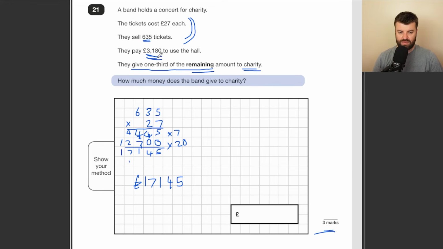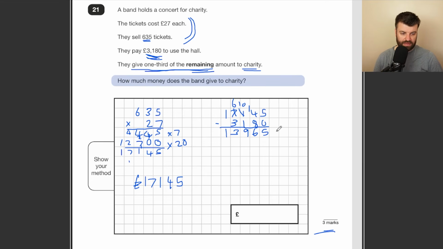Then they pay this much to use the hall because they only give what's remaining. So we need to take off the hall cost first. So we're going to take 17,145. We're going to take off 3,180, which is the cost to use the hall. And then we'll see what profit they've made. 5 take away 0 is 5. 4 take away 8, we're going to have to exchange. 14 take away 8 is 6. 0 take away 1, again, we're going to have to exchange. 10 take away 1 is 9. 6 take away 3 is going to be 3. And then 1, just drop it down. Beautiful.